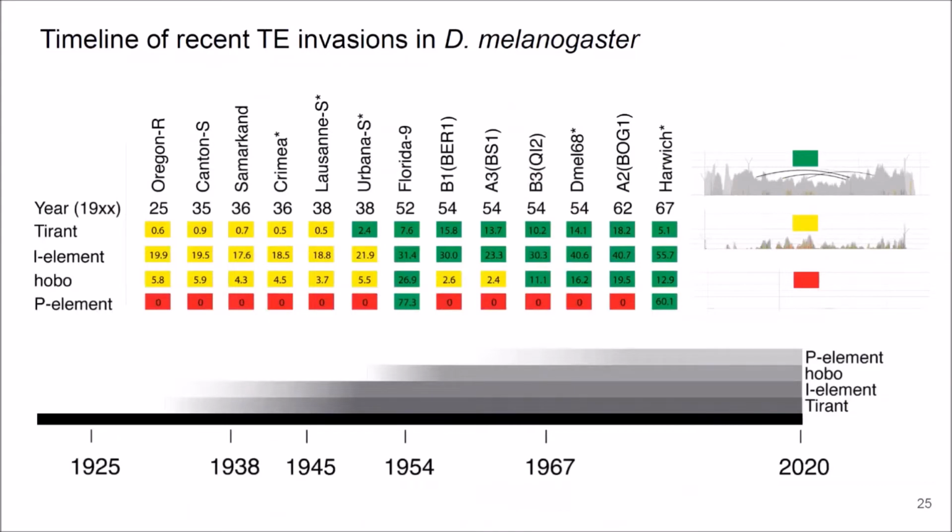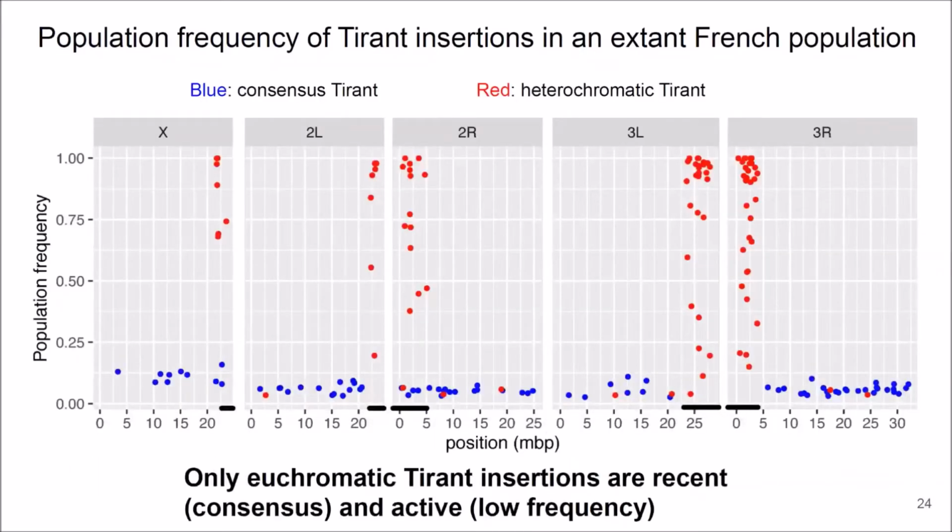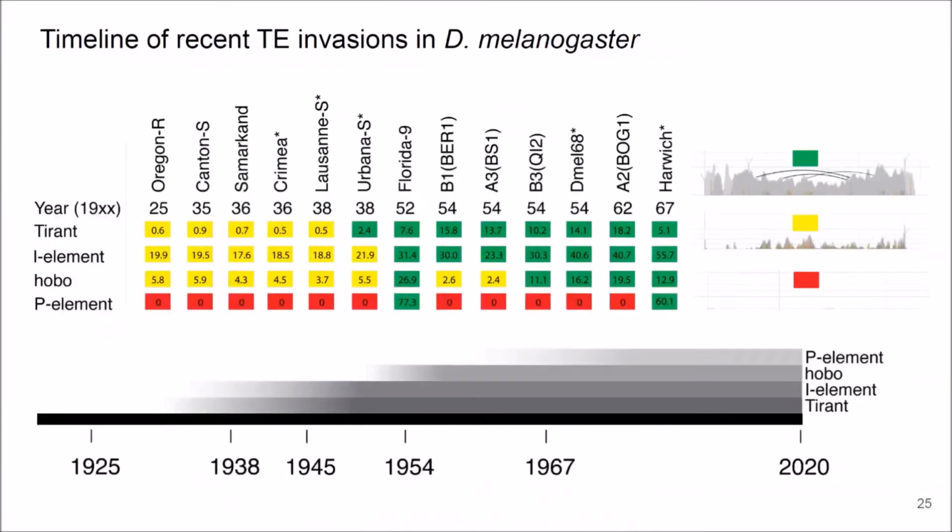Based on these results, we now formulated the hypothesis: Tirant recently invaded the Drosophila melanogaster genome, very similarly to the patterns that we see for the P element, the I element, and Hobo. To more thoroughly test this hypothesis, we wanted to look at sequencing data from a variety of different strains representing different points in time of wild-type populations. So we contacted stock centers and looked for all of the different strains available in laboratories where we know for sure when they were sampled.